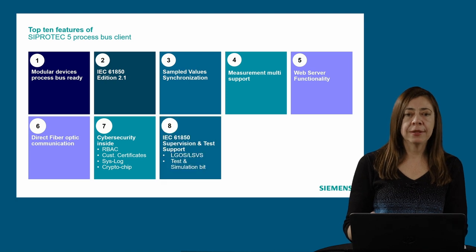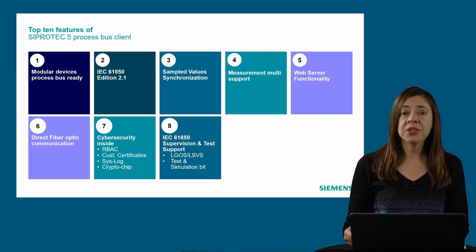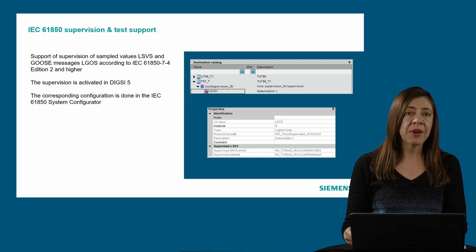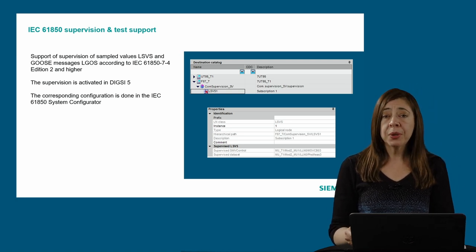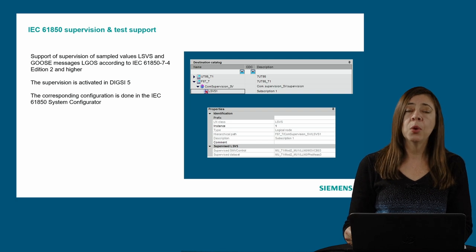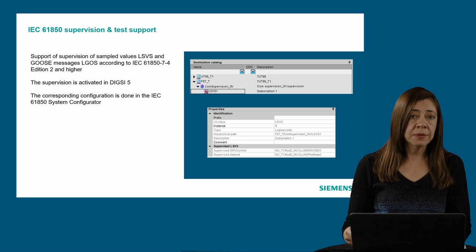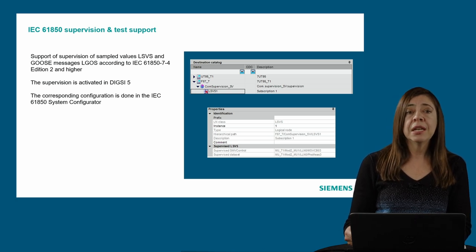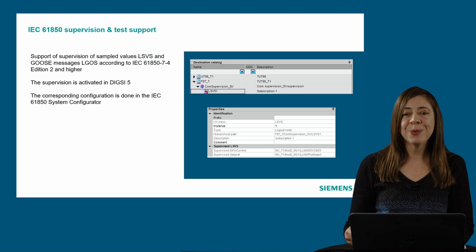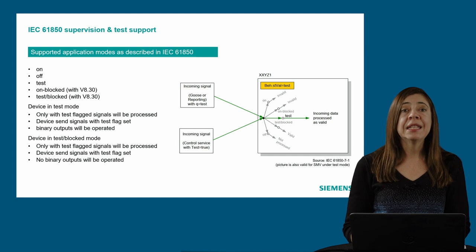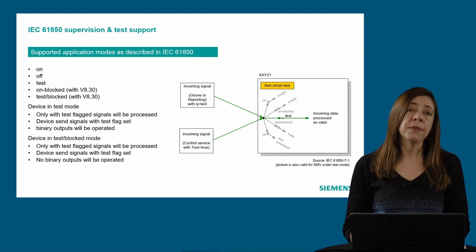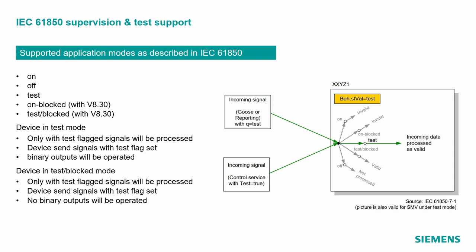Top feature number 8, IEC 61850 supervision and test support. The SIPROTEC 5 client devices already support the supervision of the GOOSE messages and also of the sampled measured values. The supervision is activated in DIGSI 5 and the complete configuration is done in the IEC 61850 configurator. The test mode according to the IEC 61850 has also been implemented. So all the 5 stages are supported from version 8.30 and on.